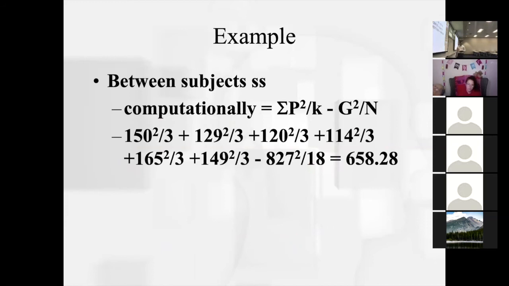All right. So whereas that would have been sufficient on Monday, that's insufficient today. We need to remove those individual differences. So again, computationally, we're going to take the sum of every p squared divided by the number of conditions minus that same g squared divided by n.